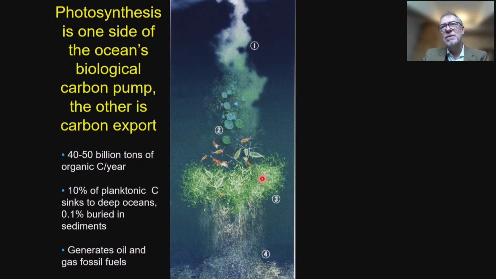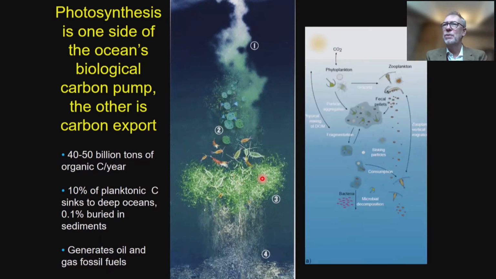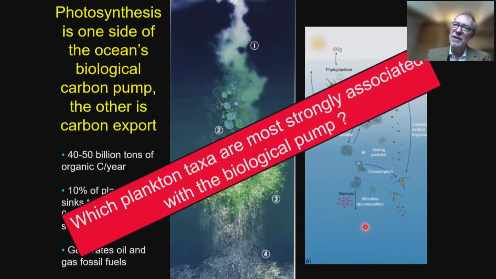So we have some very general ideas about how this can work. Carbon being fixed by the photosynthetic surface layer of the ocean, those photosynthetic organisms being eaten by zooplankton, and then through decomposition processes, this carbon is then sent to the bottom of the ocean. But we thought with the Tara Oceans data set, we could try to get some better idea of which kinds of plankton organisms are most strongly associated with carbon export activity.